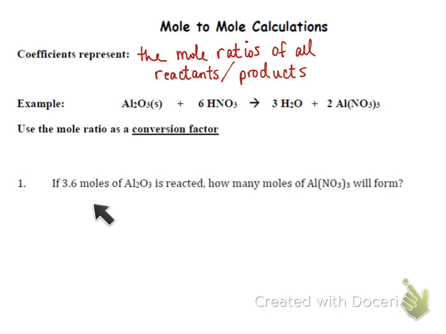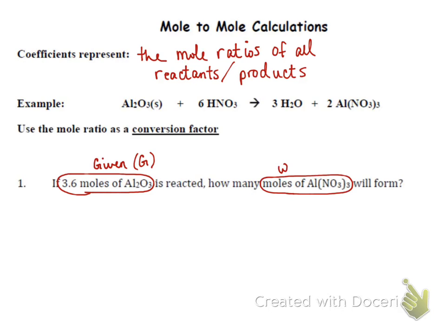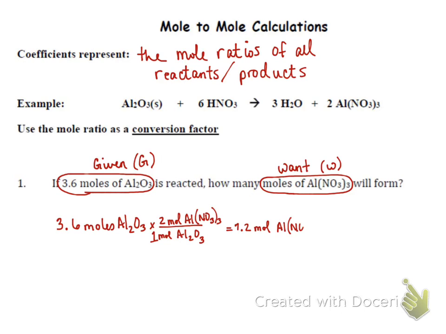So starting with 3.6 moles of aluminum oxide, this is our given because it's what we have all the numbers for. And what we want to find is the moles of aluminum nitrate. So it can be useful to label the given, which is where you're going to start, and what you're looking for, because when things get more complicated, this can be very handy.